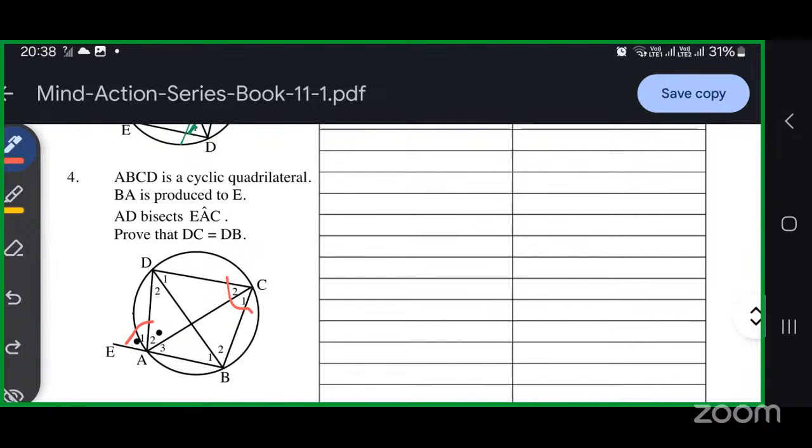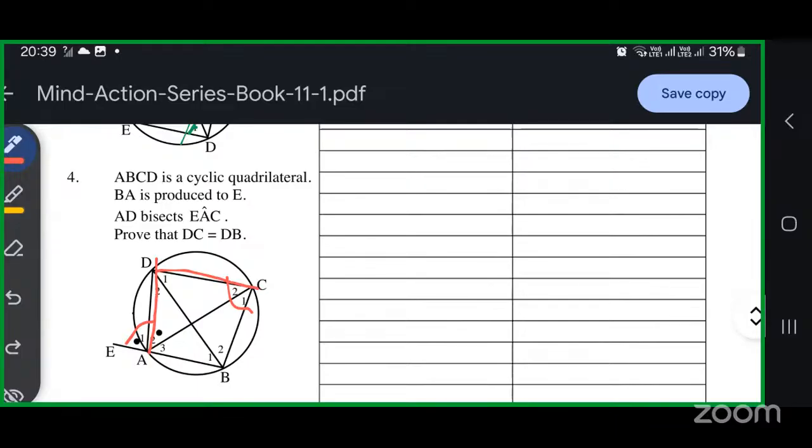Now, that angle there. What are we required? We're required to prove that DC, this line, is equal to DB, this one here. So now, what can we do? Well, this question is a little bit challenging.